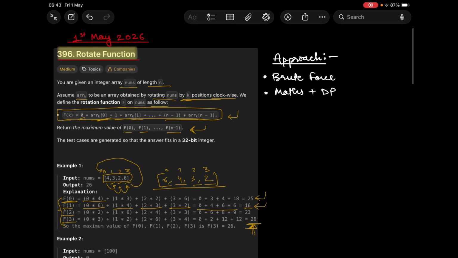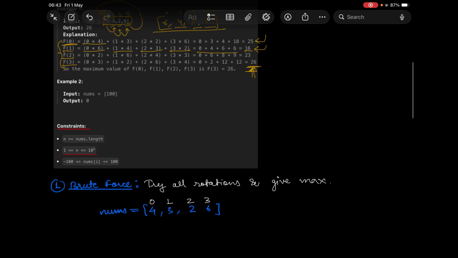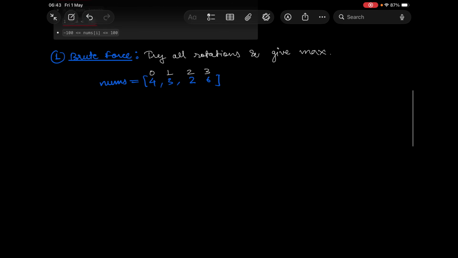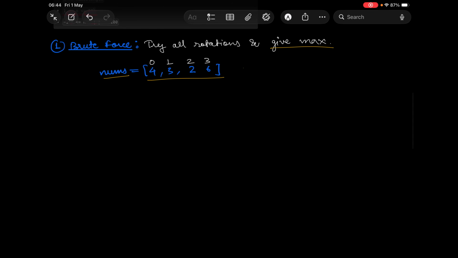What we are going to cover as part of this is, one is the brute force definitely, and then second is maths and DP. Now let's discuss the brute force approach. Brute force approach is nothing but trying all the rotations and giving the max among them. If we simply calculate for this, it would be 0 into arr of 0 plus 1 into arr of 1 and so on up till n minus 1 into arr of n minus 1.